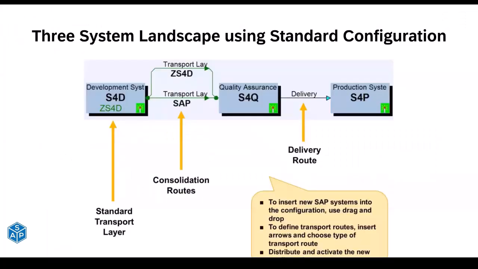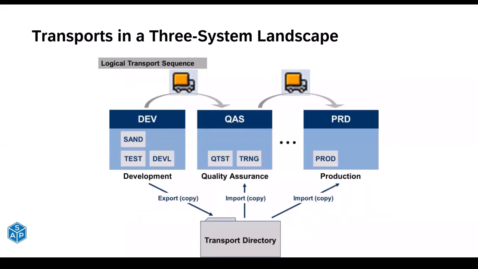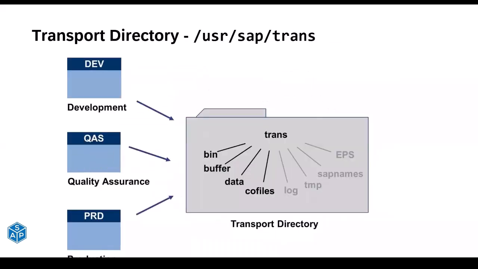Okay, so I think this is the transport directory. We'll see it practically. Now, what is the content of a transport directory? In a Unix system, it is under USR SAP trans. This is your transport directory, USR SAP trans. All these files have a common transport directory. What is the content of a trans directory? You have these kinds of directories inside the transport directory: bin, buffer, data, co-files.